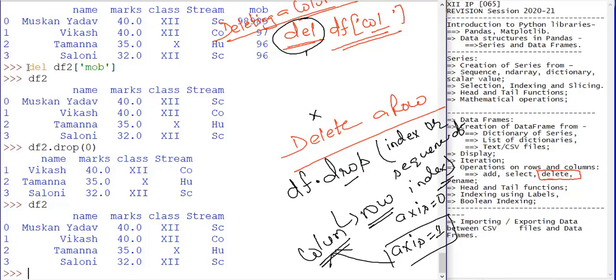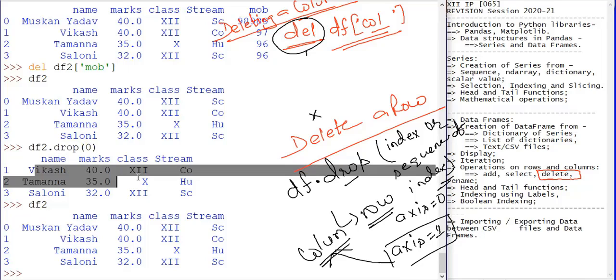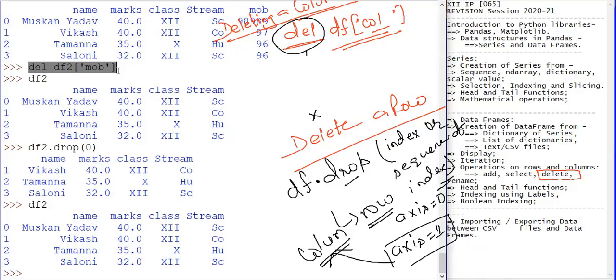That is the difference between the del statement and the drop statement. If you are using the drop statement, it does not remove the records permanently. It just creates a new data frame, and that data frame does not contain the deleted records. But in the case of the del statement, it does the work in place. It changes in place, so it deletes that particular column from the actual data frame.